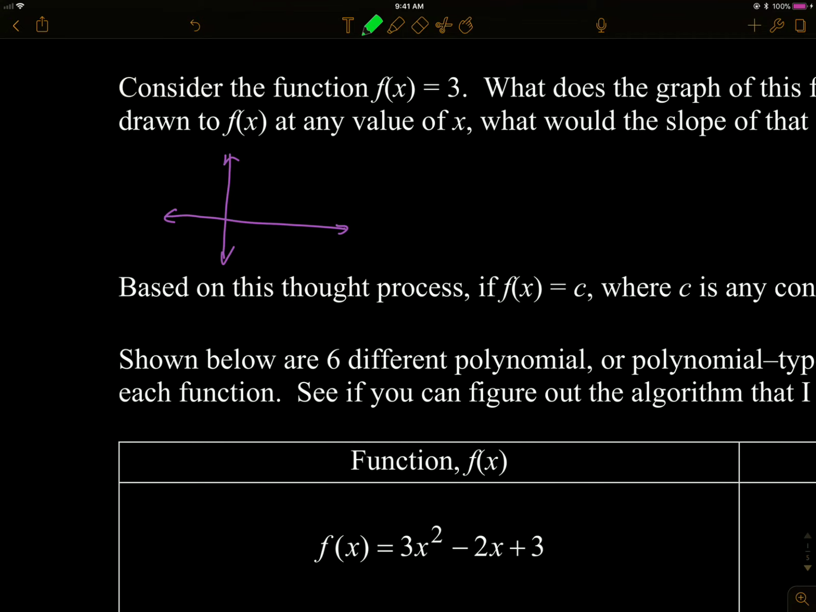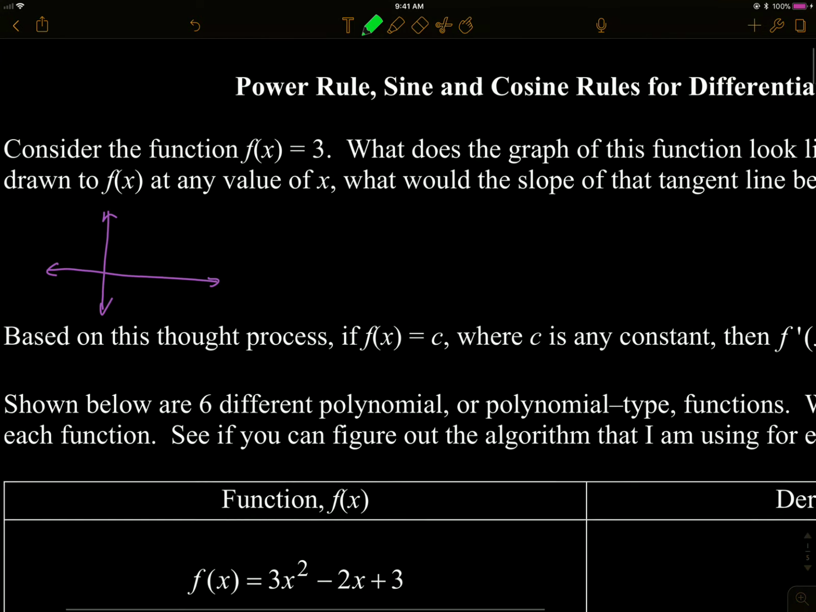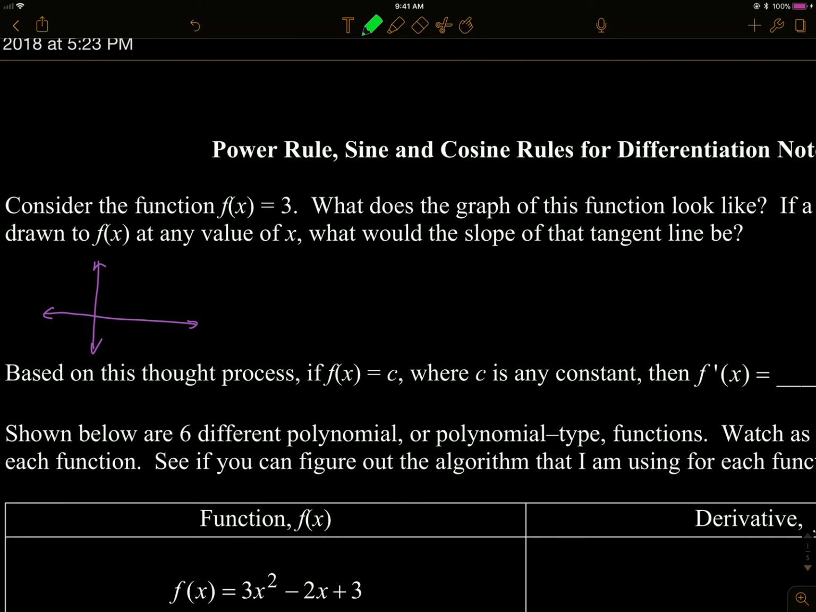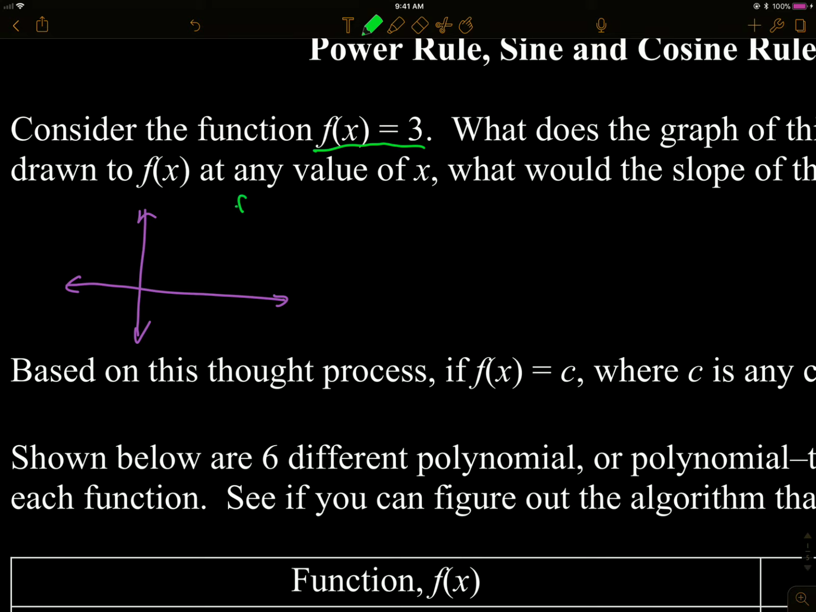Okay, so today we're going to learn our shortcut. We're going to first consider the function f of x equals 3. That's a constant function, a horizontal line. You can think of it as y equals 3 as well.